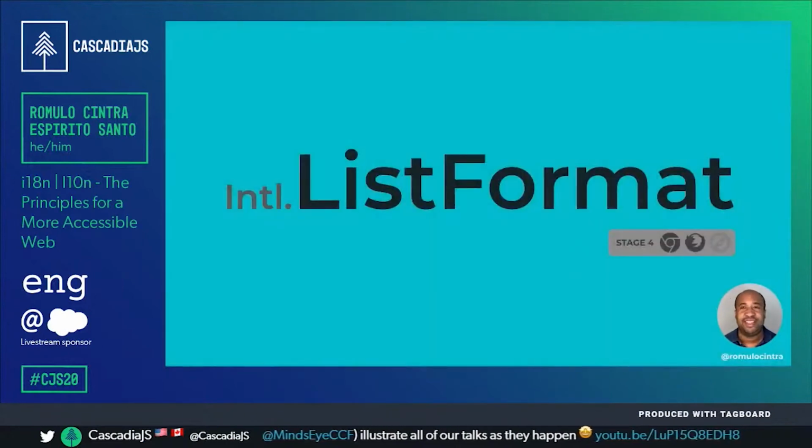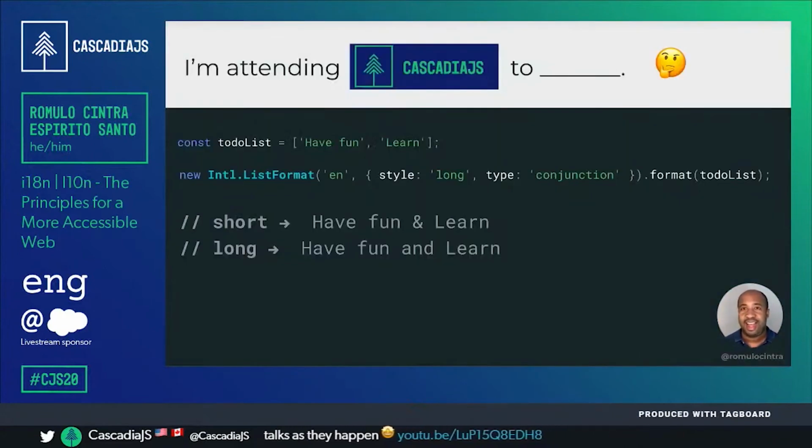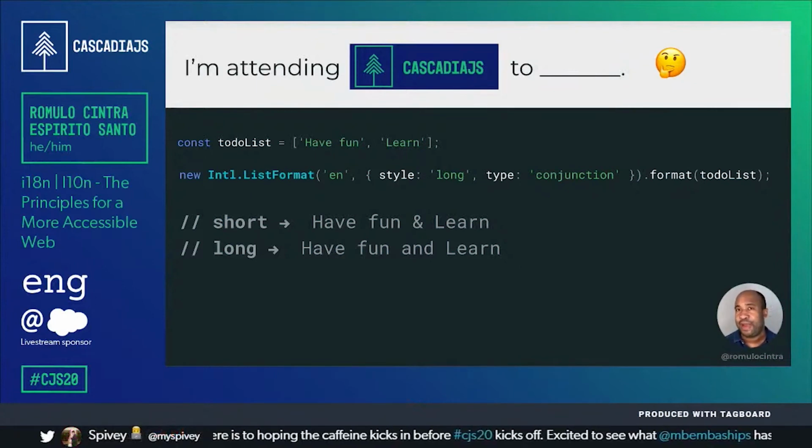We have list format. This one is also a very, very cool one. It's also stage 4. Yes, when I say stage 4, it's because time passed flying, because I remember some of them on stage 2 or stage 3, and now they are already part of the language. Here we have, I'm attending CascadiaJS to learn and have fun, or have fun and learn.